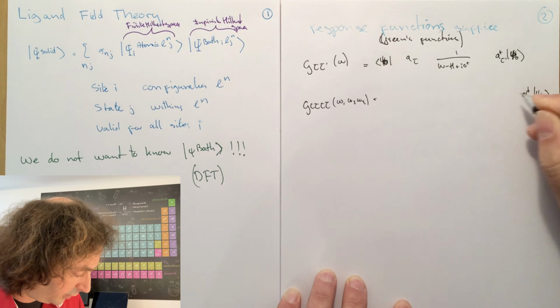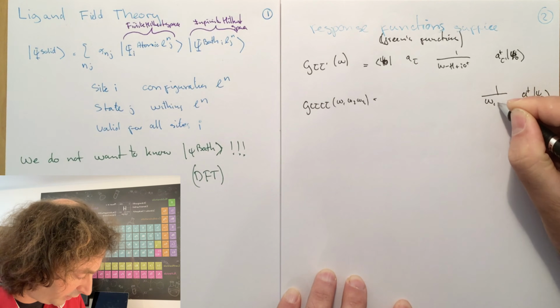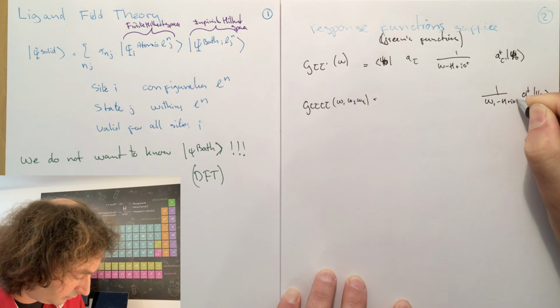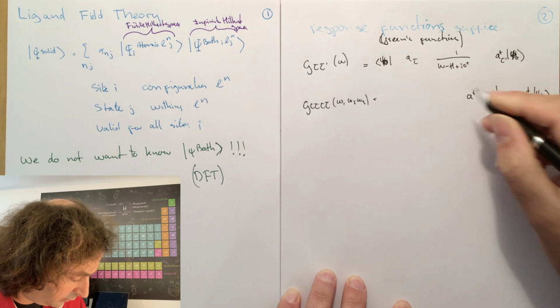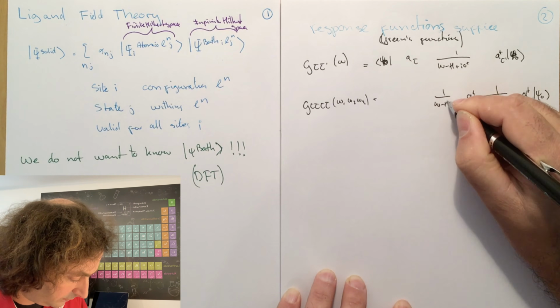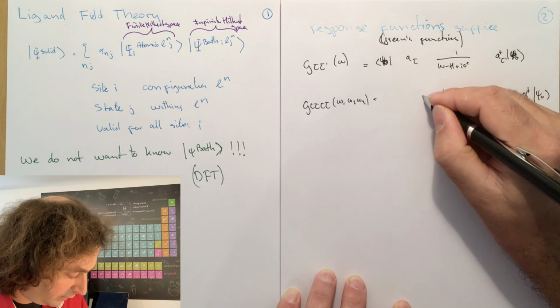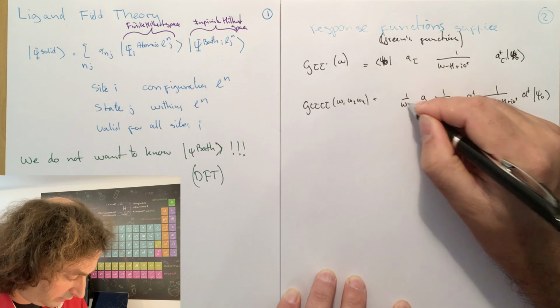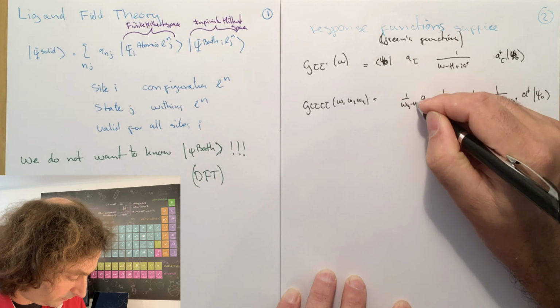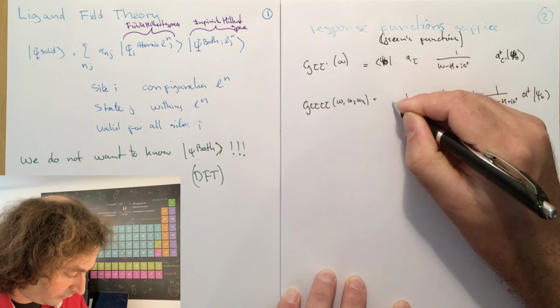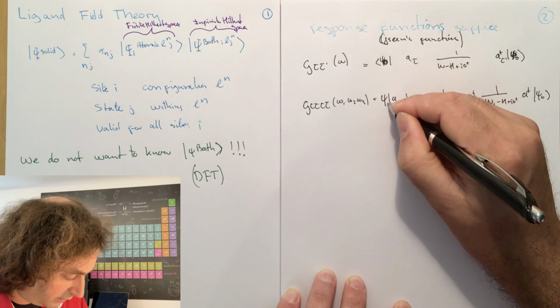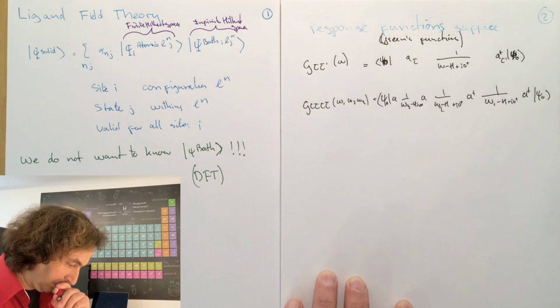where we create a particle, have a propagator, create another particle, have a propagator, and then we annihilate a particle, let the system propagate again, and we annihilate a particle and see if we get back to the ground state.